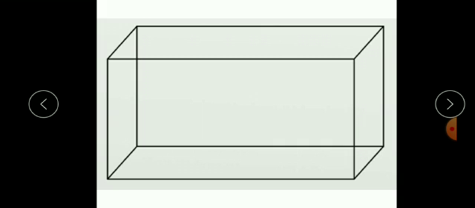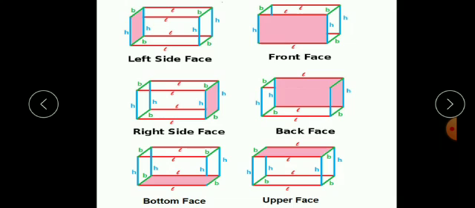Now next, let's see how many faces are there. Children, face means a flat surface in this figure. See, this is a figure of a cuboid. What is meant by face? A face means a flat surface. This colored side is the left side face. This is the first face, this is the second face, third face, fourth face, fifth face and sixth face.